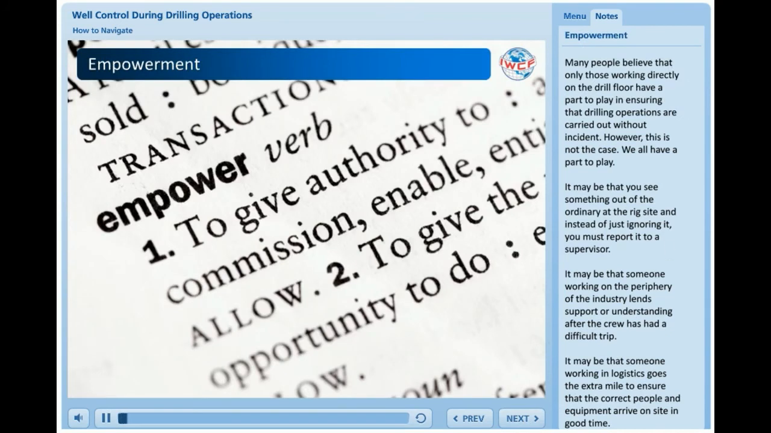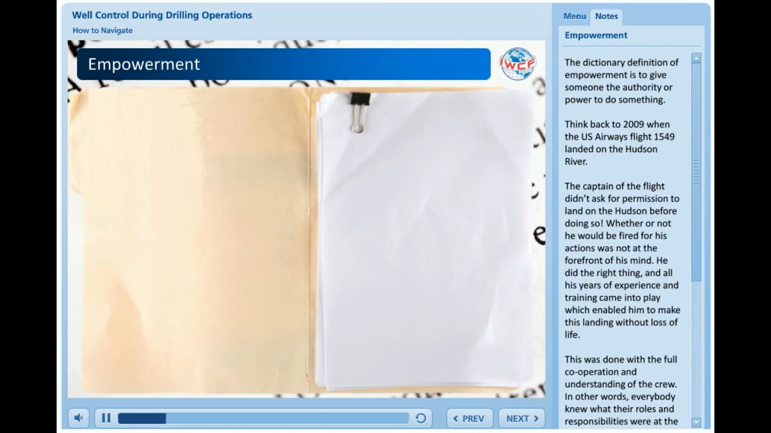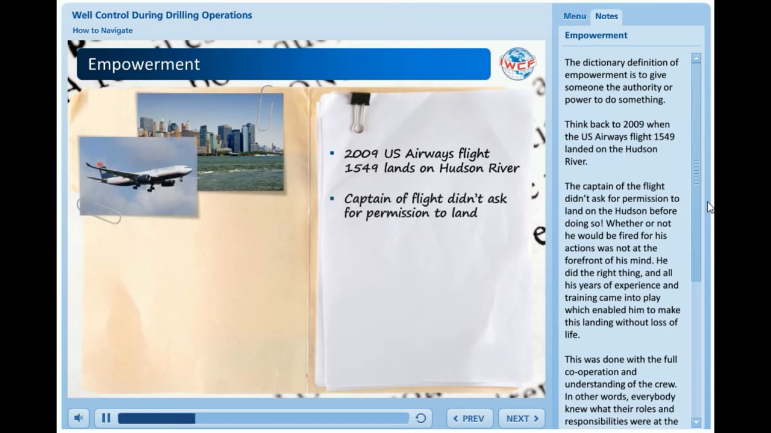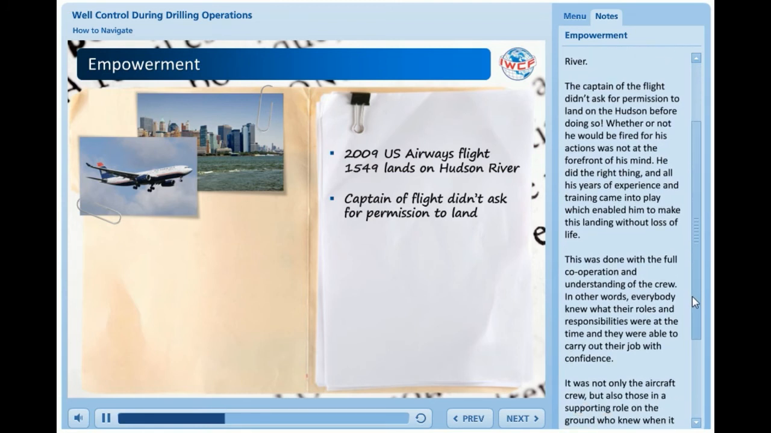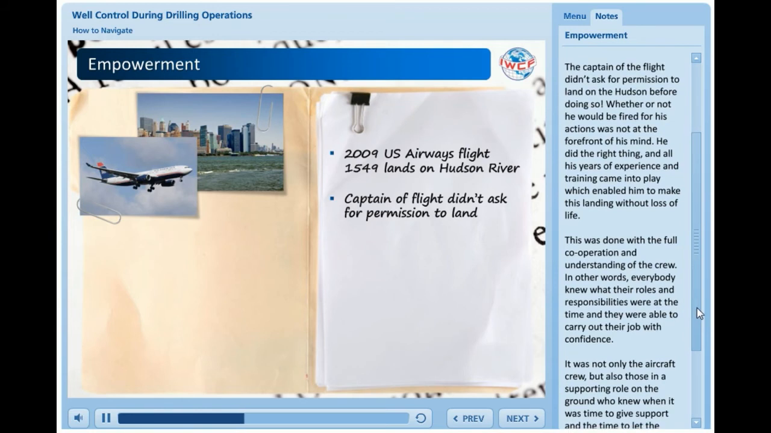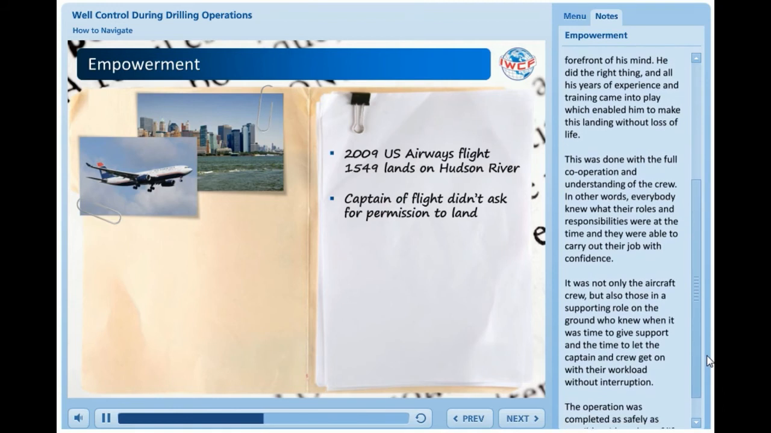The dictionary definition of empowerment is to give someone the authority or power to do something. Think back to 2009, when the US Airways Flight 1549 landed on the Hudson River. The captain of the flight didn't ask for permission to land on the Hudson before doing so. Whether or not he would be fired for his actions was not at the forefront of his mind. He did the right thing, and all his years of experience and training came into play, which enabled him to make this landing without loss of life.